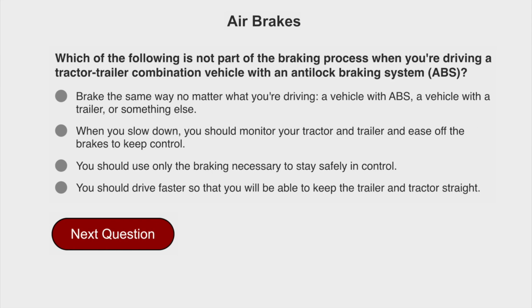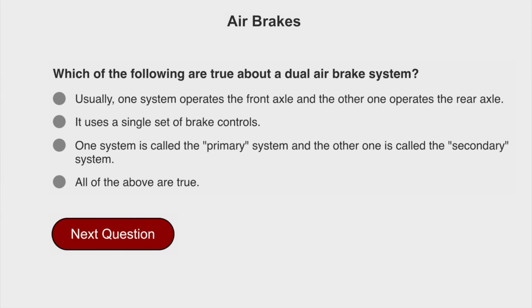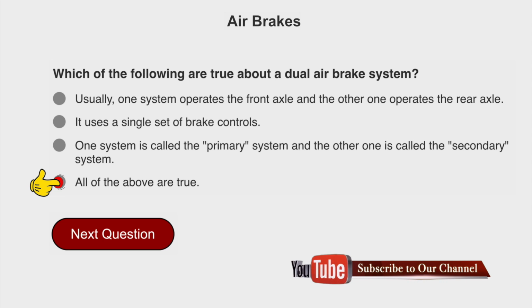Which of the following is not part of the braking process when you're driving a tractor-trailer combination vehicle with an anti-lock braking system? You should drive faster so that you will be able to keep the trailer and tractor straight. Which of the following are true about a dual air brake system? All of the above are true. Usually, one system operates the front axle and the other one operates the rear axle. It uses a single set of brake controls. One system is called the primary system and the other one is called the secondary system.